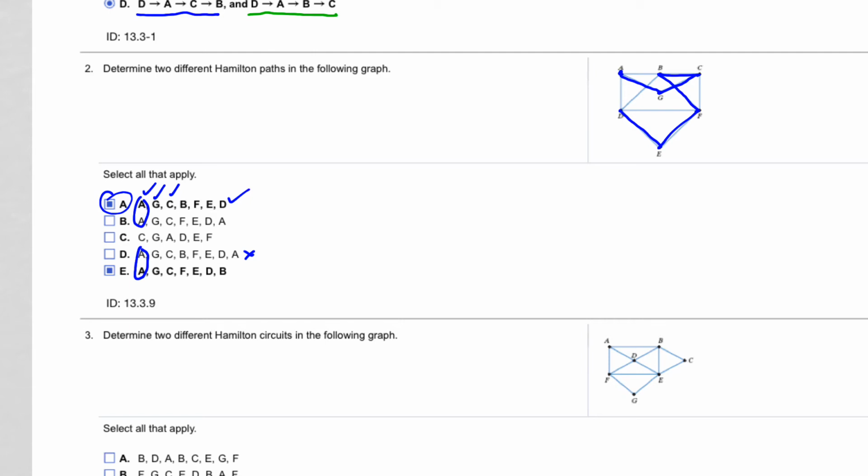So the next one, this one right here, starts in A, goes to G, goes to C, goes to F, goes to E, D, and B. Okay?